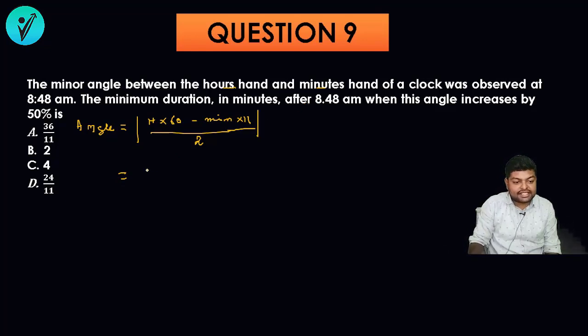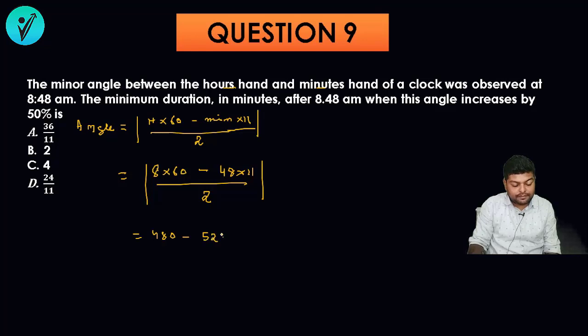So how much is hours? It's 8. So 8 into 60 minus how much is minutes? It's 48. And divide the value by 2. So 8 into 60, it is 480, right? It will be 480 minus 48 into 11 will be what? It will be 528 upon 2.